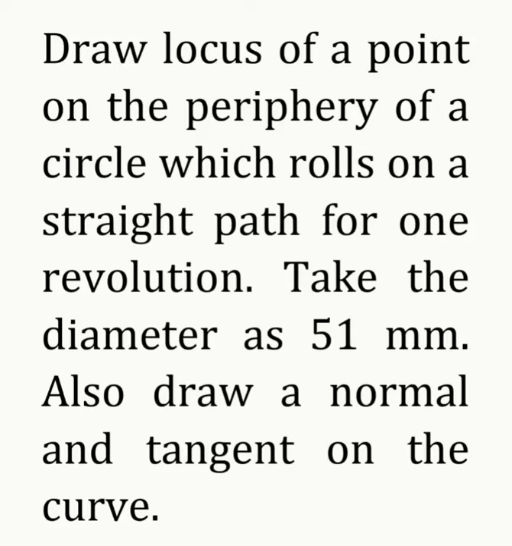Today we will see a problem. Draw a locus of a point on the periphery of a circle which rolls on a straight path for one revolution. Take the diameter as 51 mm. Also draw a tangent and a normal on the curve.